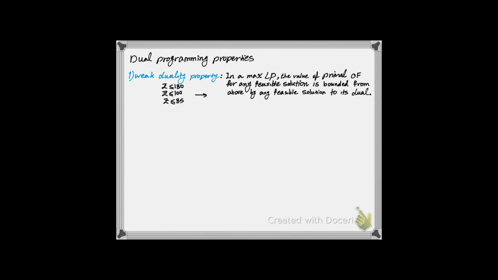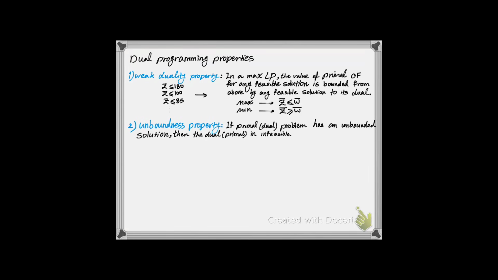In a minimization problem, the minimum amount is limited by what we call a lower bound. So let's write this in a mathematical format. You can always say the value of the objective function for any feasible solution in the primal problem is less than or equal to its dual objective function for any feasible solution that is given. Now, for a minimization problem, this is going to be the other way around. The value of the primal objective function for any feasible solution is bounded from below by any feasible solution to its dual.